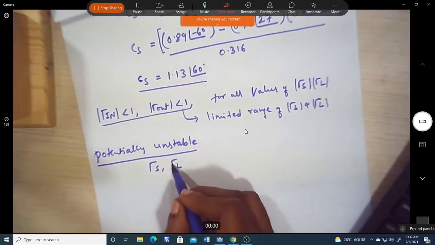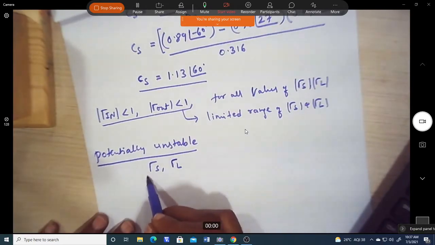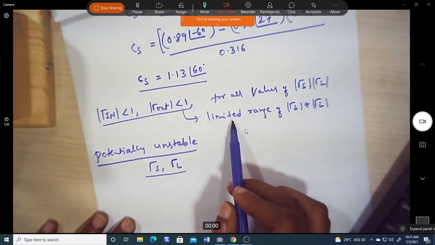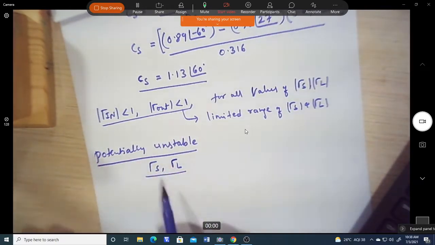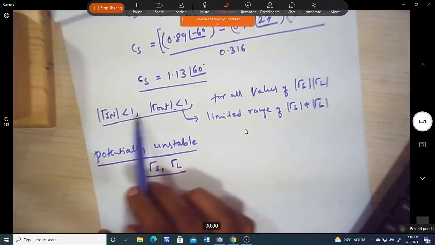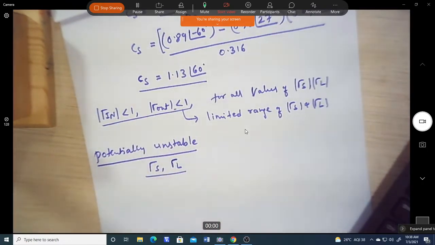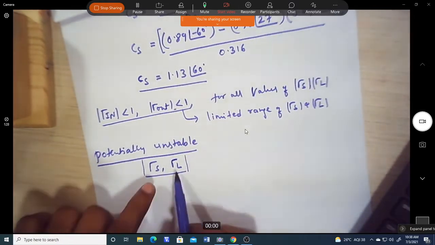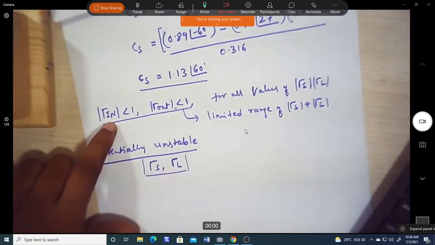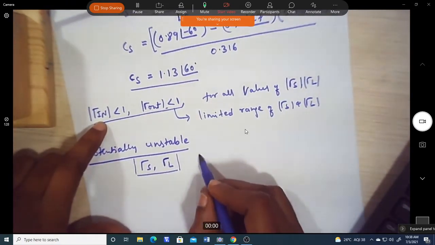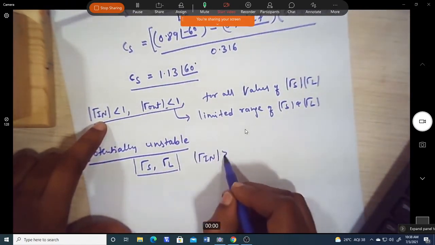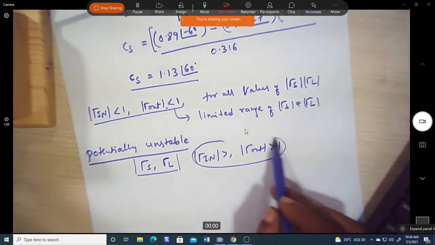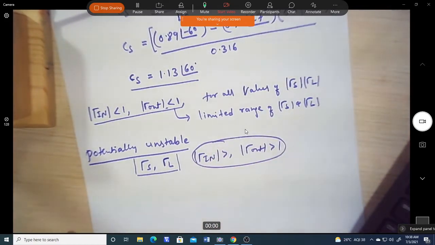Okay, so for some circuit reason I am choosing initially the gamma s and gamma l. We know that in the potentially unstable case, only for particular values of gamma s and gamma l will this condition be satisfied, but not for all the values. Now if I take some values of gamma s and gamma l for which gamma in and gamma out are greater than 1, how do we bring them to less than 1 to get the unconditionally stable case?